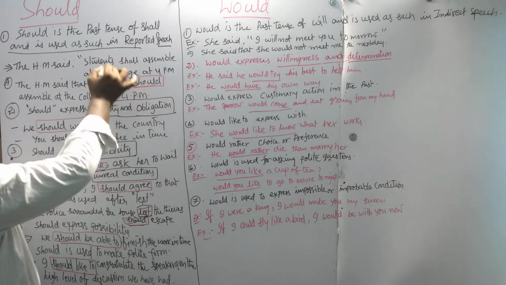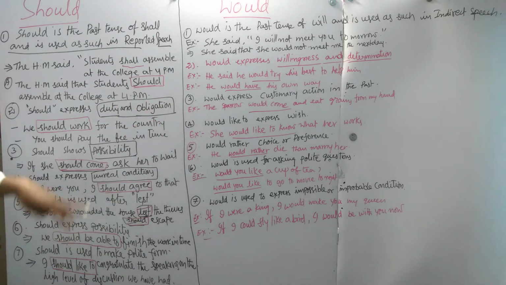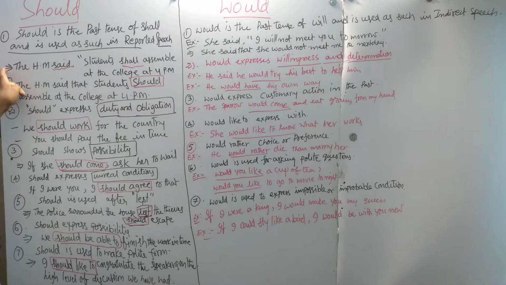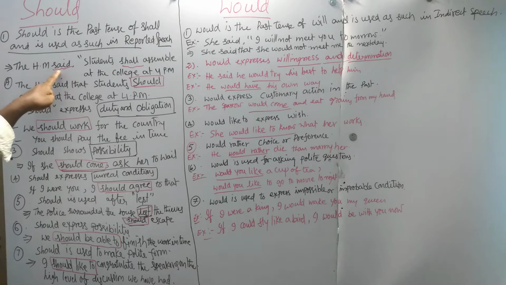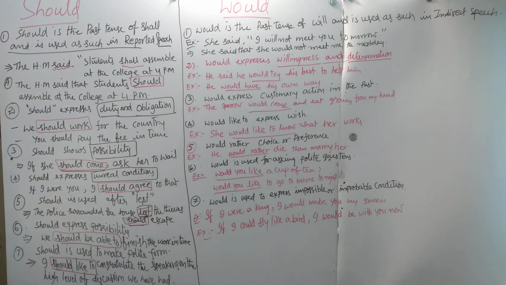In that way, we change shall in direct speech into should in indirect speech if the reporting verb is in past tense. This is called the main clause, this is called the subordinate clause. In the main clause the verb is said, that's why shall also we have to change into should. In that way, we can use should.